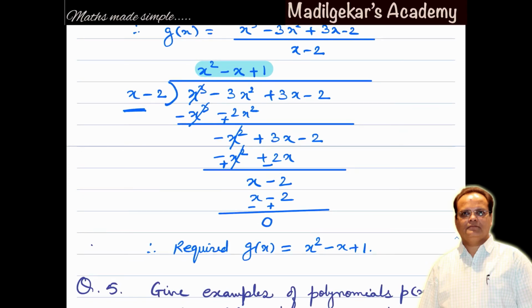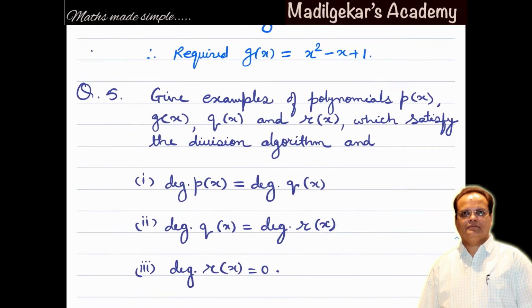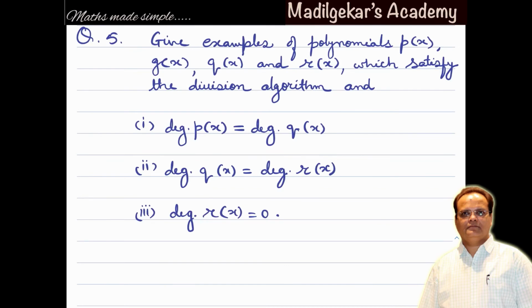Now let's switch to the last question of this exercise. Question number 5. Give examples of polynomials p of x, g of x, q of x and r of x which satisfy the division algorithm as well as the given conditions. In first, the given condition is degree of p of x must be same as degree of q of x.